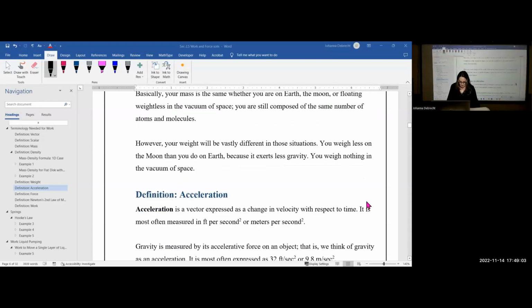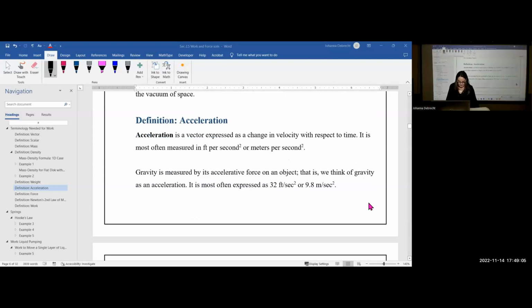Now we want to talk a little bit about acceleration. Acceleration is a vector, just as position and velocity can be considered vectors. They have magnitude and direction. It's going to be represented as a change in velocity with respect to time. It's often measured in feet per second squared or meters per second squared, something like that.